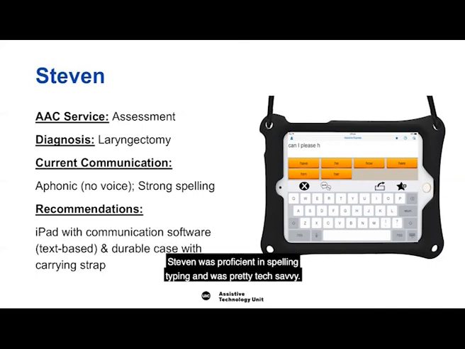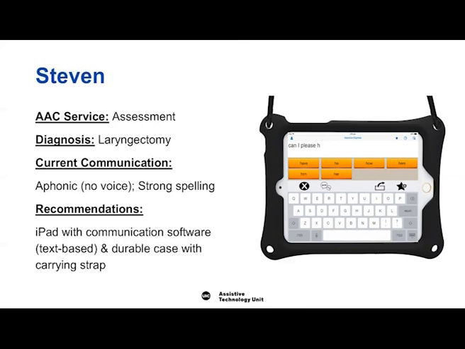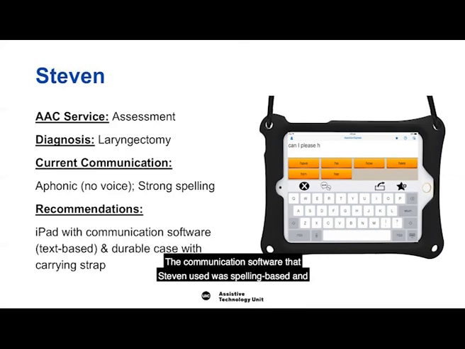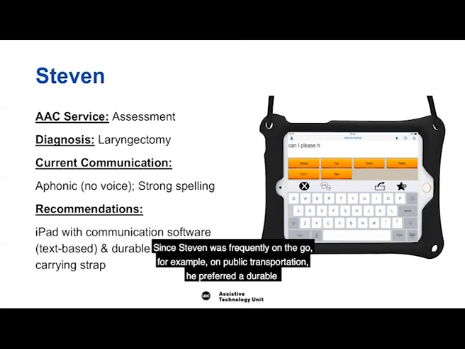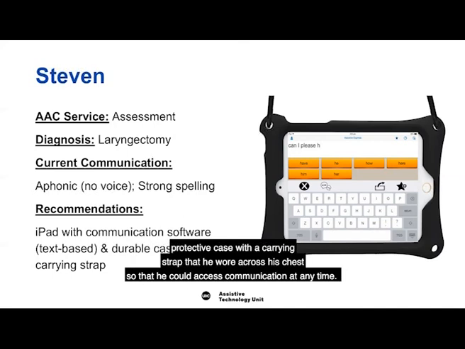Stephen was proficient in spelling, typing, and was pretty tech savvy. So after an AAC assessment, Stephen started using an iPad with communication software. The communication software that Stephen used was spelling-based and had word prediction to speed up his communication. Since Stephen was frequently on the go, for example, on public transportation, he preferred a durable protective case with a carrying strap that he wore across his chest so that he could access communication at any time.